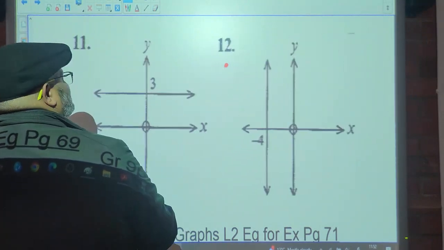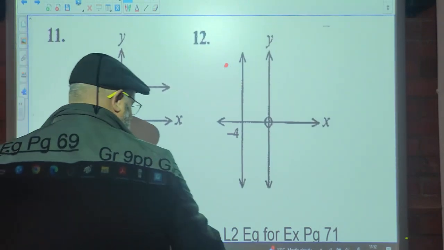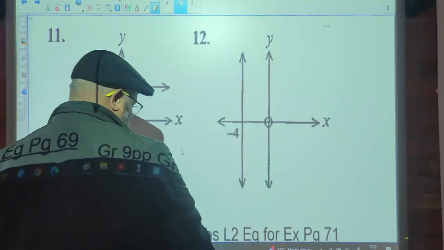See, when we do examples before the notes, you people sleep during the notes.